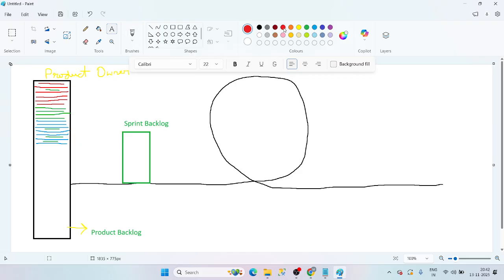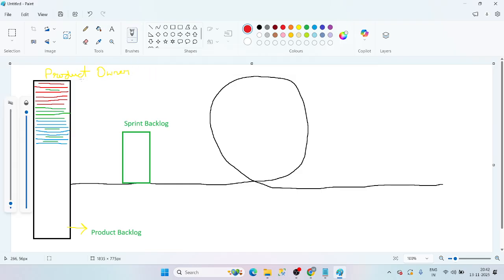Here is what I said: for the product backlog, the product owner is responsible. For the sprint backlog, the Scrum Master and development team are responsible. The product owner is not responsible for the sprint backlog. Only the Scrum Master and developers are responsible. Coming to the product backlog, the Scrum Master and developers are not responsible. Understood?